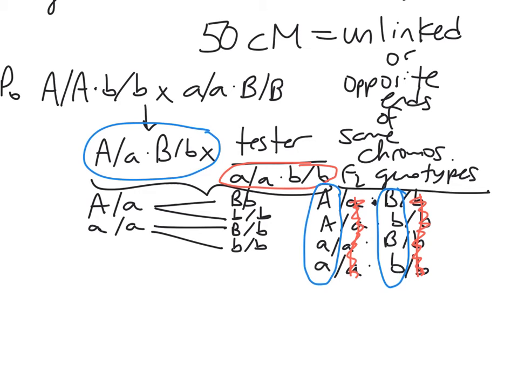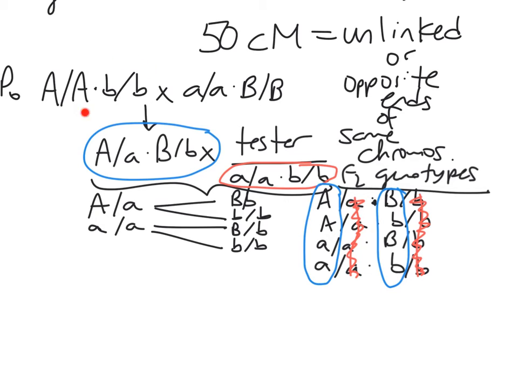So we want to know, are there a lot of parental types or are there a lot of recombinant types? What's the ratio? That's how we calculate genetic distance. So is capital A with a capital B, is that a parental type or is that a recombinant type in this example? How do we know? How do we define what a parental type haplotype looks like?